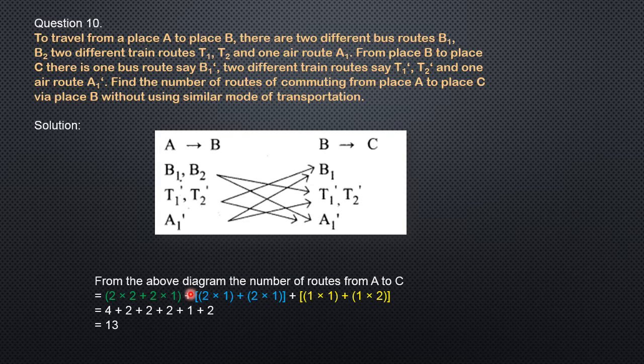Or another way, use the plus symbol. Another way: 2 train routes, then 1 bus route, 2 into 1. Or another way, 2 train routes, 1 air route. Therefore 2 into 1, 2 into 1. In between, or symbol, therefore plus. Or another way, 1 air route, 1 bus route, 1 air route, 2 train routes. So 1 into 1 plus 1 into 2. So here also or, or, or, or, or, 5 times. Now just find the answer. The total number of routes is 13 from A to C without using a similar mode of transportation.